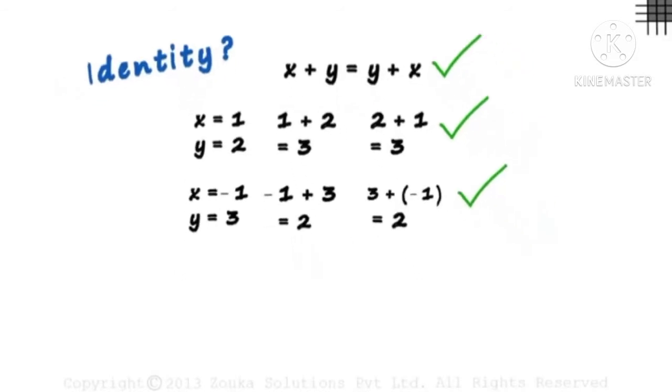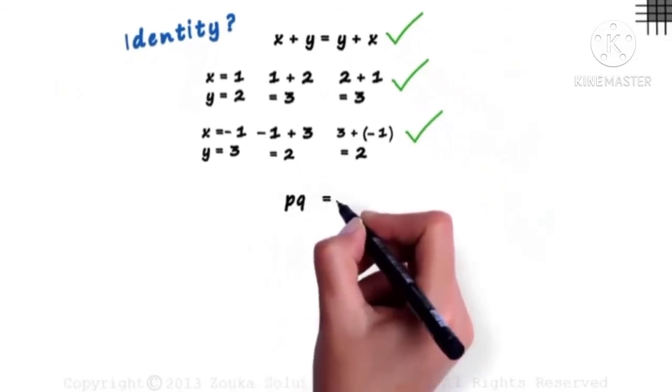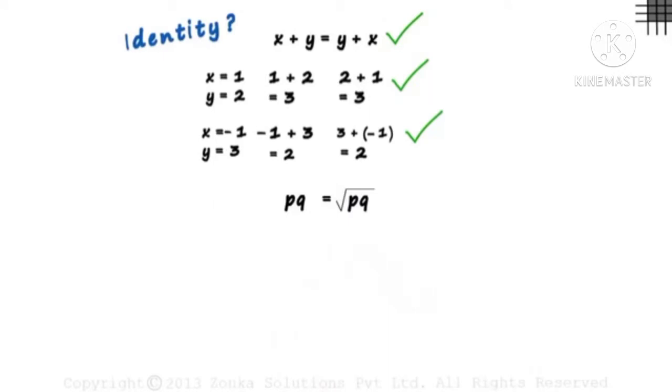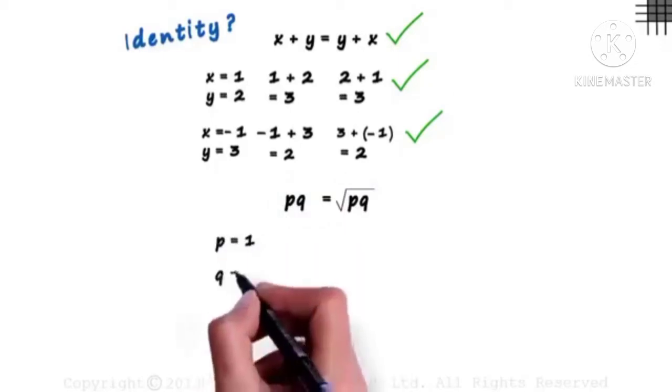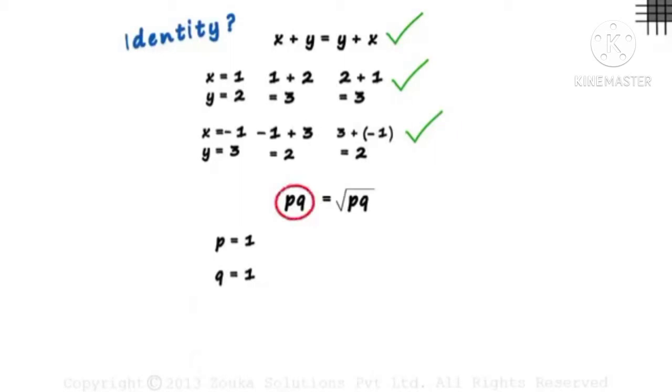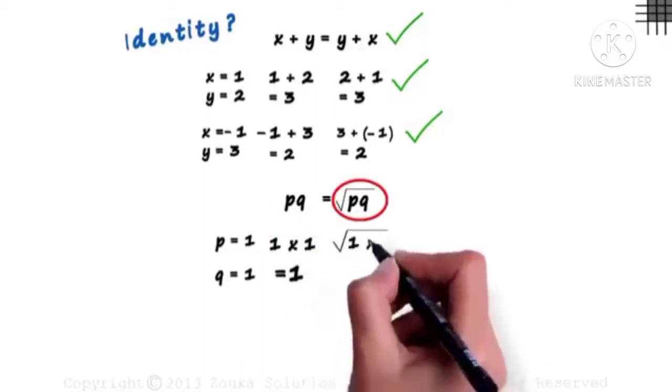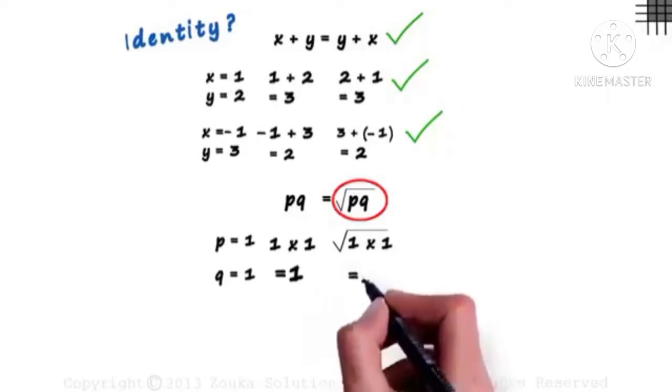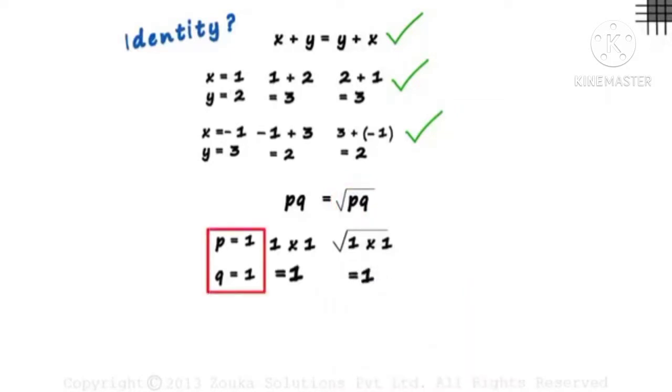Now here's another question. Say PQ equals square root of PQ. To check whether this equation is an identity, we try substituting different values of P and Q in the equation. Let us assume P equals 1 and Q equals 1. The left-hand side equals 1 multiplied by 1, and that equals 1. And the right-hand side equals square root of 1 multiplied by 1, which also equals 1. So these values of P and Q satisfy this equation.